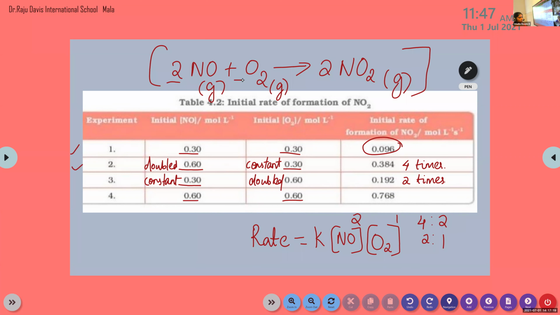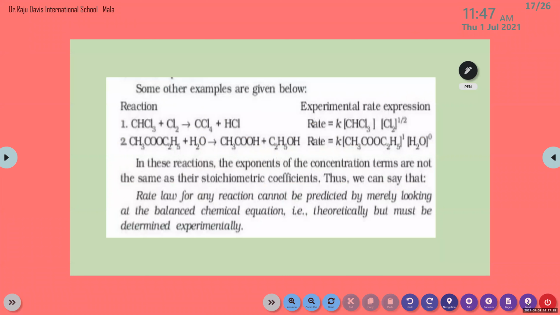Gauri, is this clear now? Yes, ma'am. Okay. Have you completed this one? Then I will show you another example.